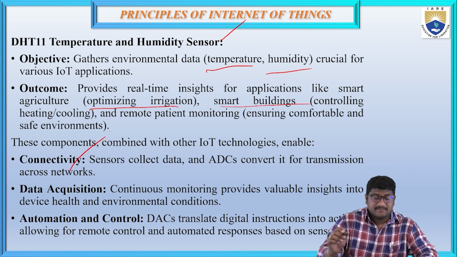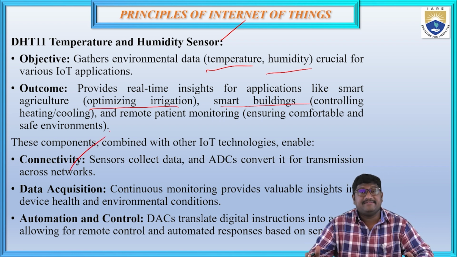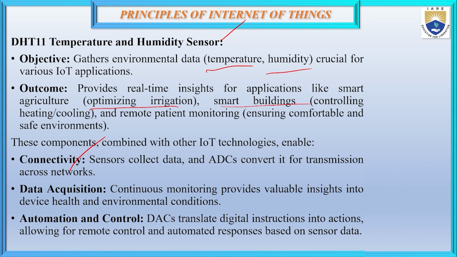Coming to the first one, which is connectivity. Connectivity will play a major role in IoT systems. Why connectivity? Without connectivity, are the devices capable of functioning? No. Without connectivity, the devices are useless. I can say this word confidently. Why?